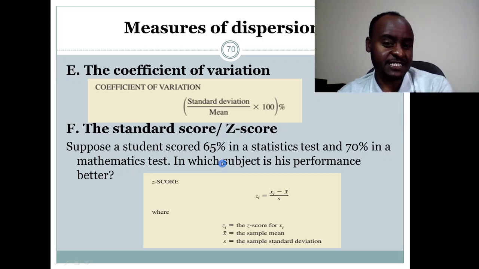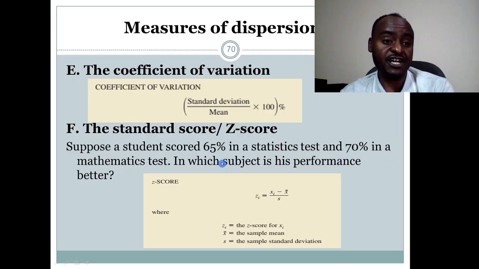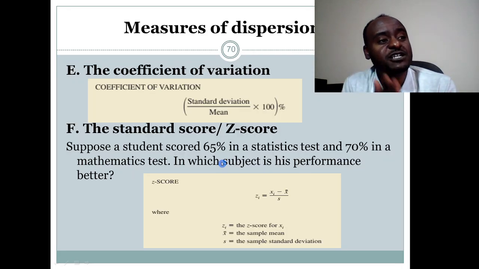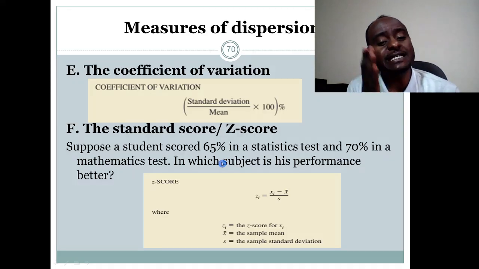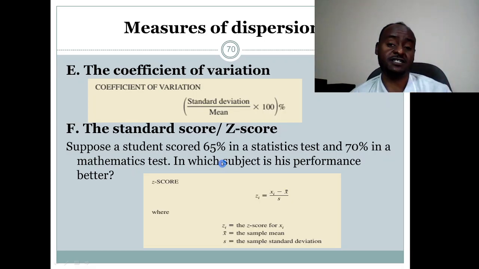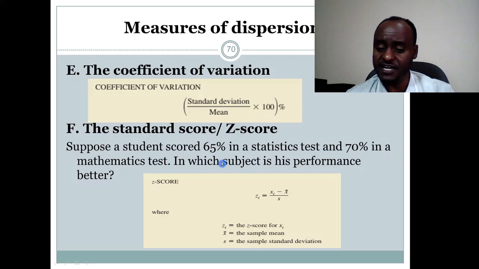The other one is the standard score. This is also another very interesting, very powerful measure of variation. It helps us to know how many standard deviations, now the unit of measurement is the standard deviation, the given data point is from the mean. It's very interesting.